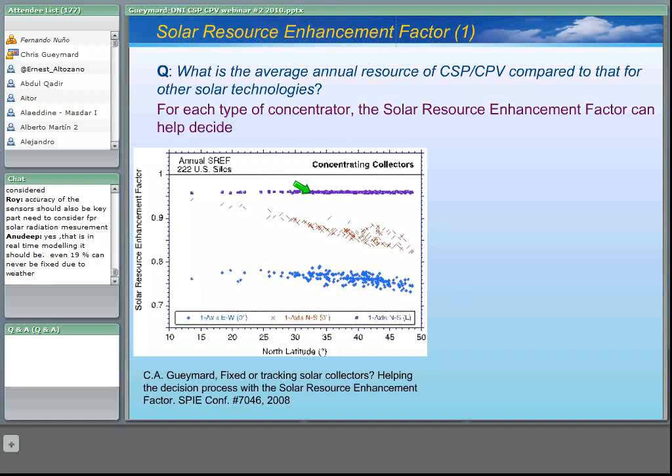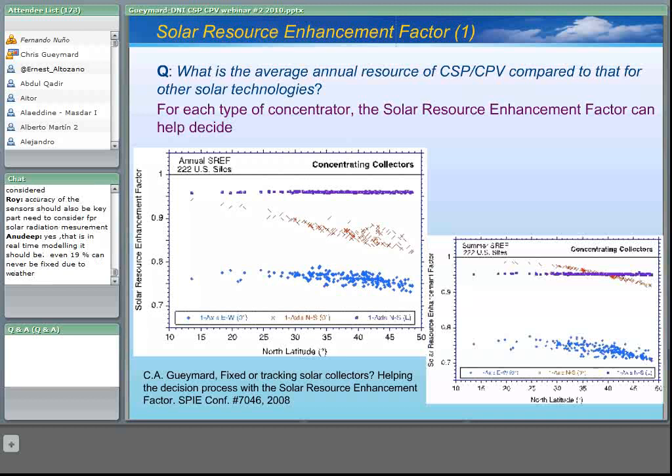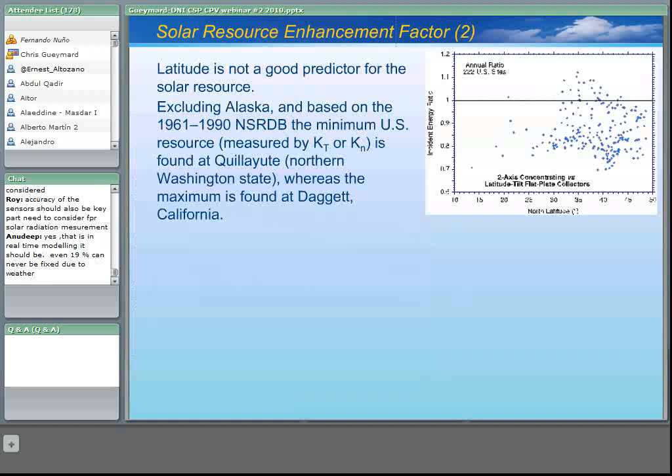In this plot, we have same kind of information, but it's only for summertime. We observe that latitude is not a good predictor for the solar resource. So if you compare the incident energy on two-axis concentrators, compare them to latitude tilt flat plate collectors, you have this kind of plot depending on latitude, which is not easy to see where and how and why there are differences.